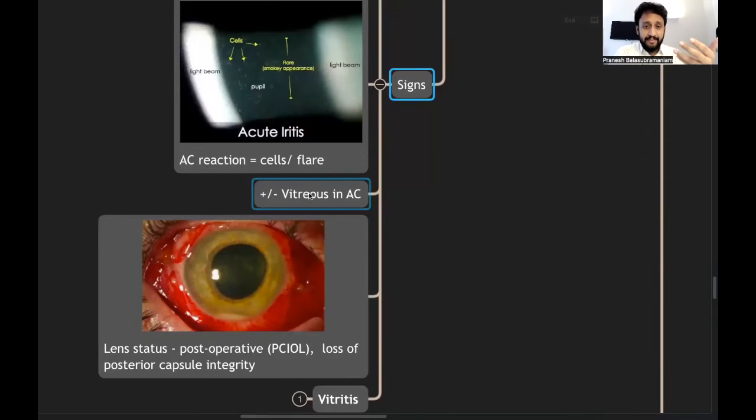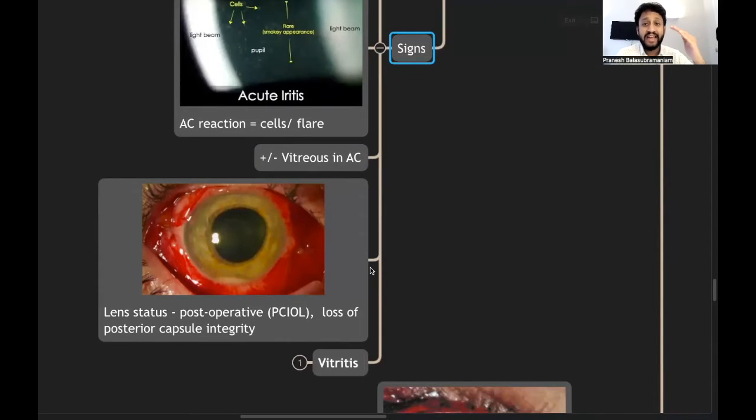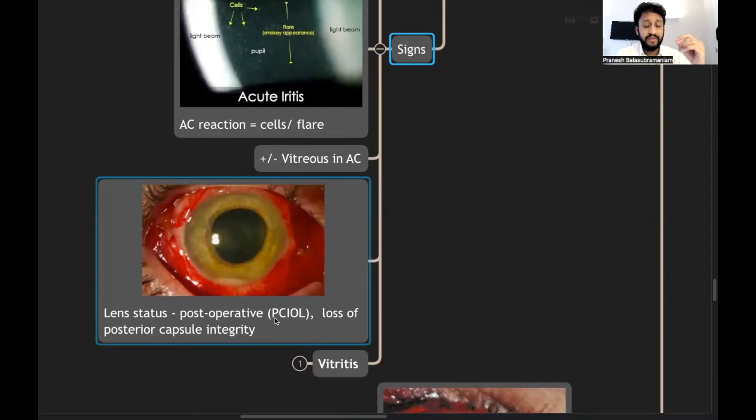In the anterior chamber, you may see AC reaction, or you may see vitreous in the anterior chamber. Why vitreous in the anterior chamber? Because during cataract surgery, we might have breached or opened up the posterior capsule, which leads to vitreous coming out from the vitreous cavity all the way into the anterior chamber. All right, it's very important. And that's why it's very important to assess the lens status of the patient. Patients may be pseudophakic, and you should also look for loss of the posterior capsule.